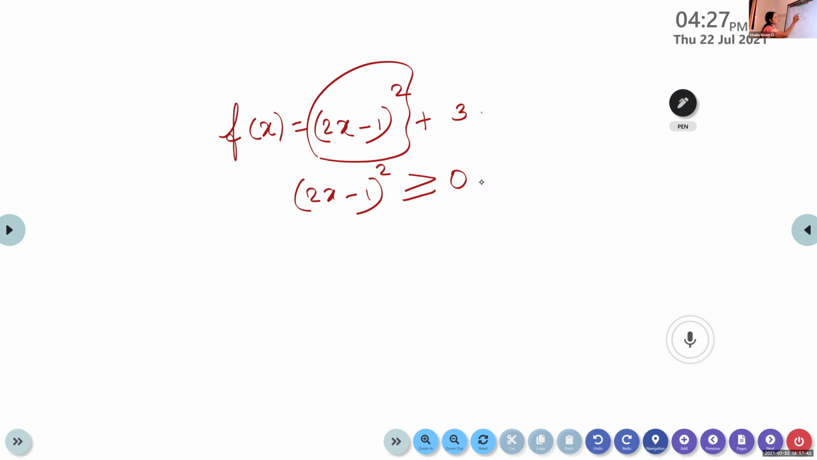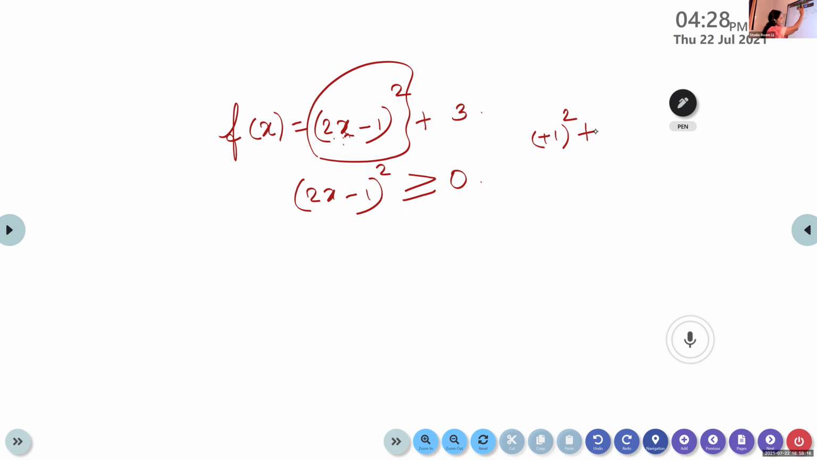And as x increases, what happens? If I put x is 10, the value will increase. If I put x is 100, when we square it, it will increase. So the value will keep on increasing. Can you fix the maximum value? No, isn't it? Are you able to understand, children? Suppose I put x is 1. I'll get 2 minus 1, which is 1, the whole square.